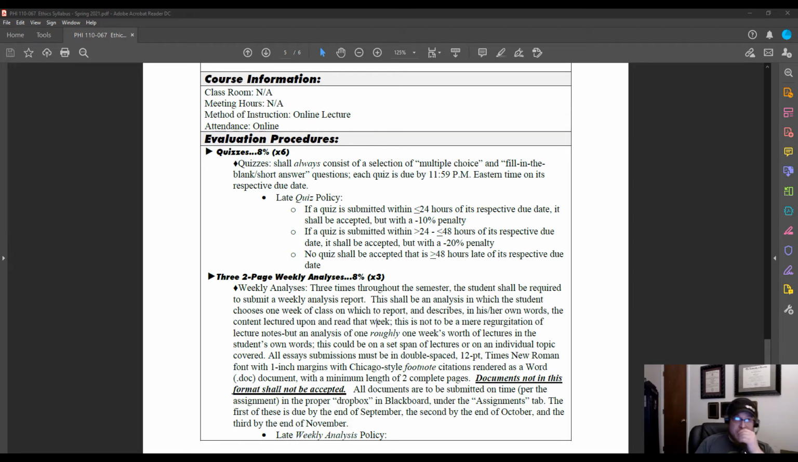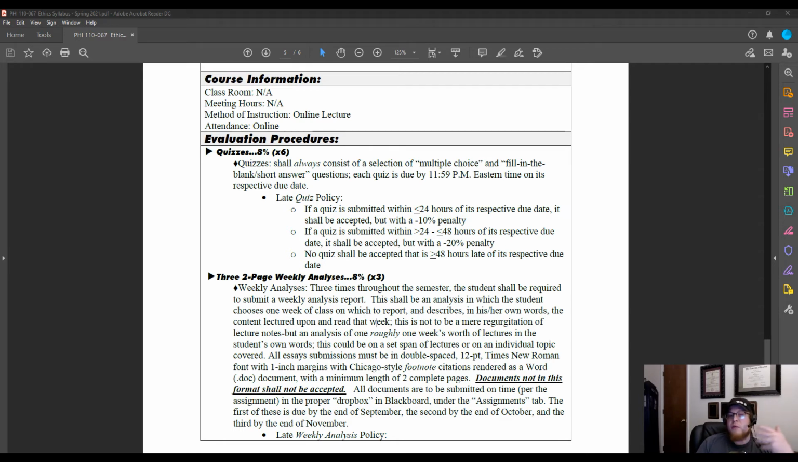And they're always going to be multiple choice fill-in-the-blank questions. The first 3 quizzes are just 10 questions. Quizzes 4, 5, and 6, on the other hand, have an extra 10-point bonus. So they're all worth 110 out of 100 points. So here's my late quiz policy. If a quiz is submitted within 24 hours of its respective due date, it'll be accepted, but with a 10% late penalty. So if you turn it in a day late, 10 points off, still get it in. So hey, you can still make a 90.